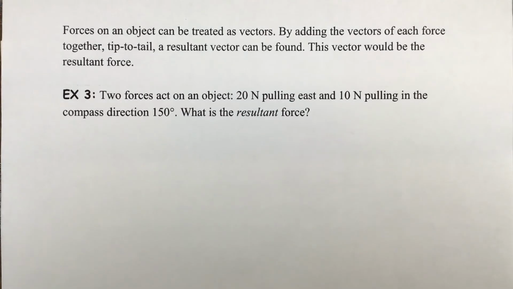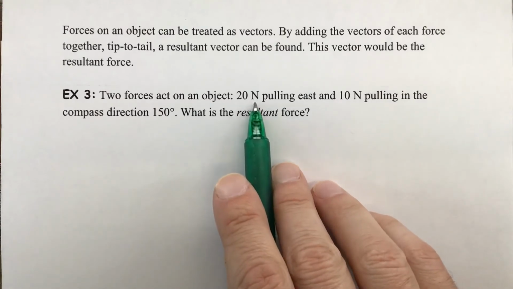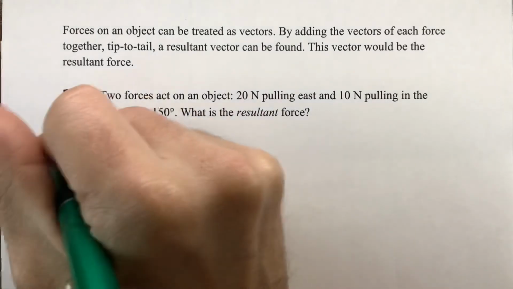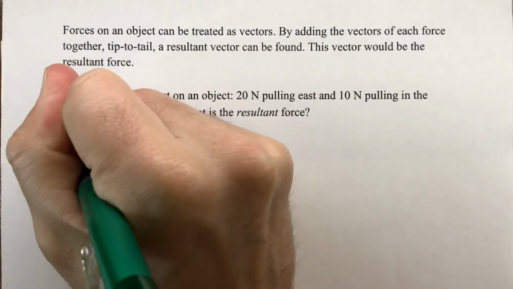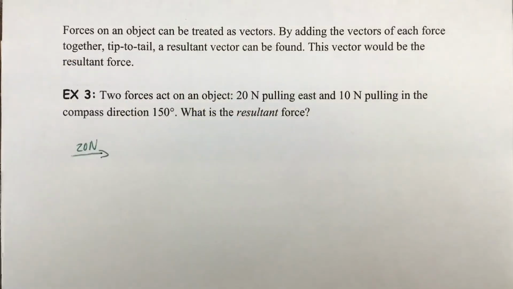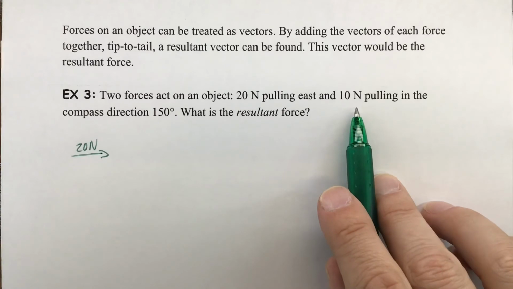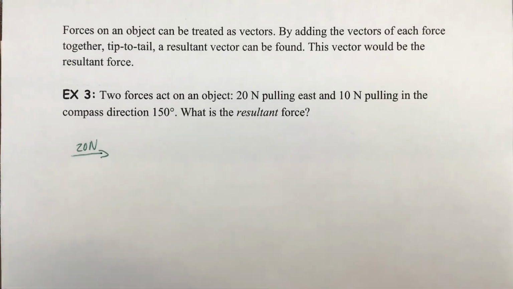Example 3: two forces act on an object. One of them is going to be 20 newtons, which is a measurement of force. It's going to be 20 newtons pulling east, so let's draw a real quick sketch of that vector. So 20 newtons, heading east. And 10 newtons pulling in a compass direction of 150 degrees.